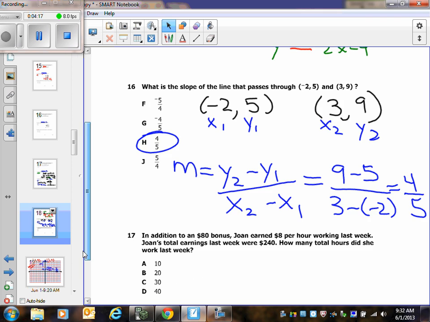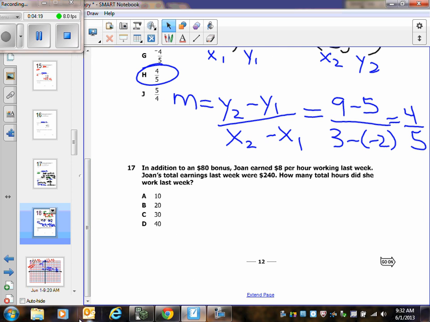And the last question we're going to do in this section is a word problem. So number 17: in addition to an $80 bonus, Joan earned $8 per hour working last week. Joan's total earnings last week were $240. How many total hours did she work last week?